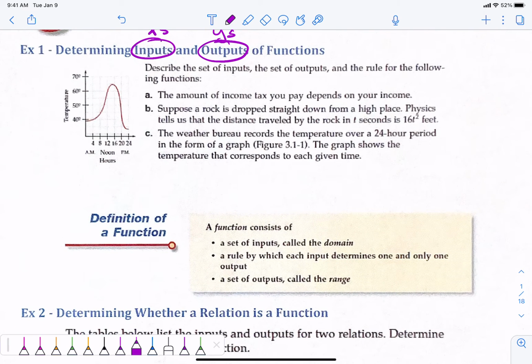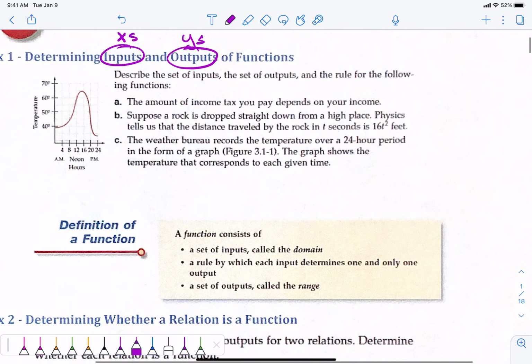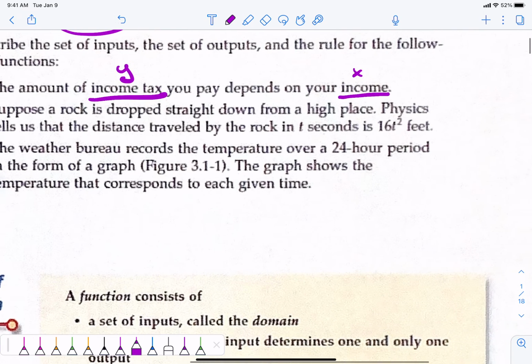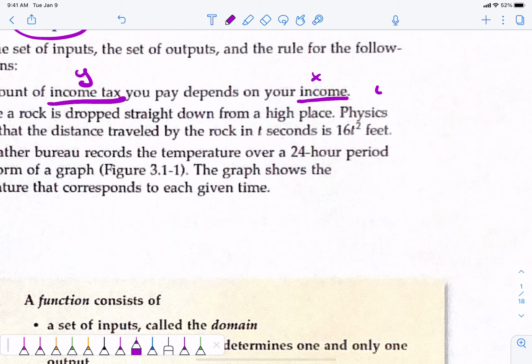A, the amount of income tax you pay depends upon your income. So which one is the X and which one is the Y? The amount of income tax depends on your income. So X is the one that Y depends on. Yes, income tax is your Y variable. Your income would be the X, right? Correct. Okay, so the rule for that would be like Y is equal to some interest rate times your income. So Y equals some rate times X, whatever the income tax rate is. Okay.